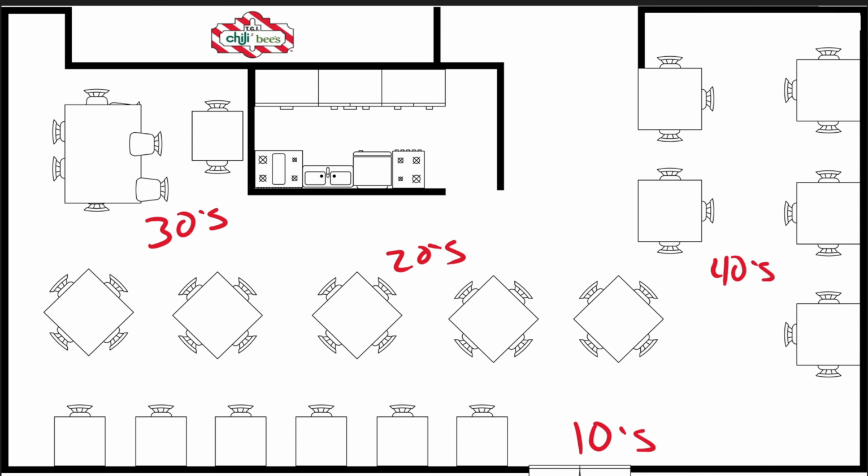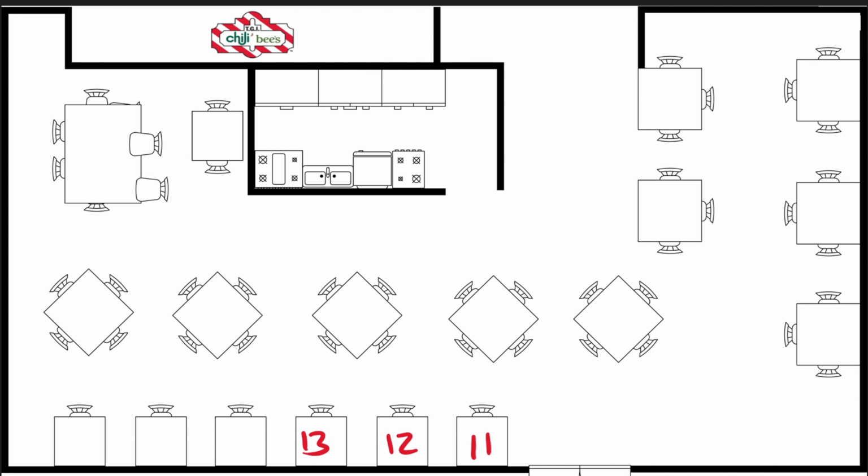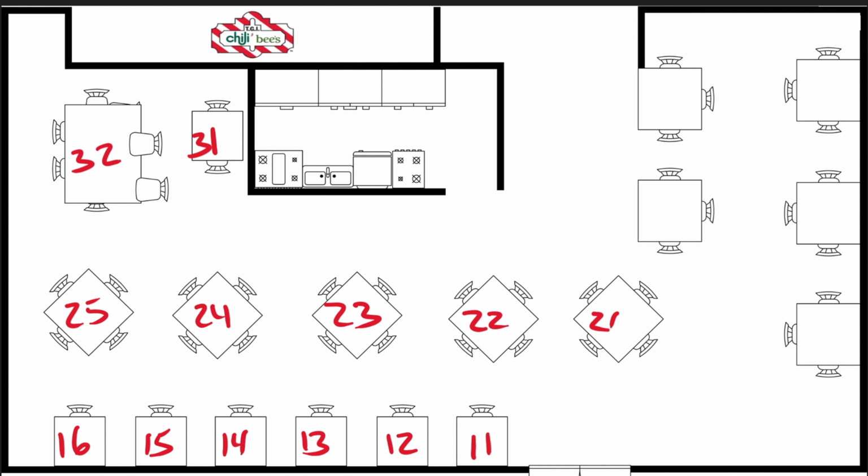So for the individual numbers, we'll start here with table 11, up to table 16. Table 21, up to table 25. 31 and 32. And our 40s going around as well.